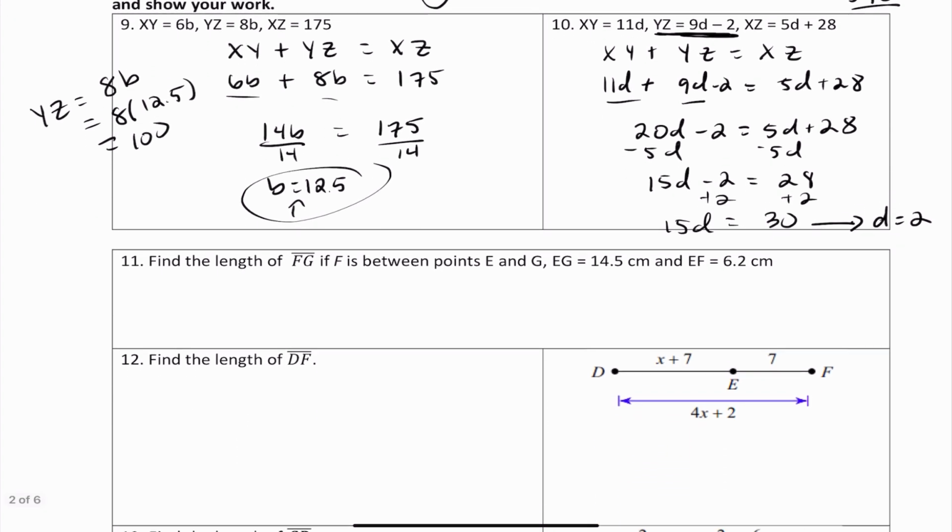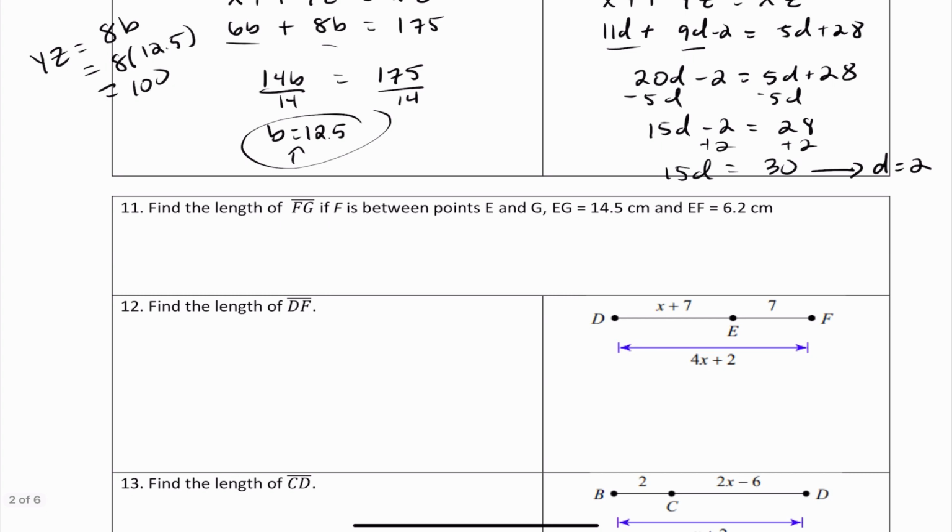To the next question, number 11. Find the length of segment FG if F is between points E and G, where EG is 14.5 centimeters and EF is 6.2. Okay, so I'm going to draw my endpoints. Here's E, here's G, F is here, or you can put it right here if you want, it doesn't matter. F has to be between E and G. So EF is 6.2, and then EG is 14.5.